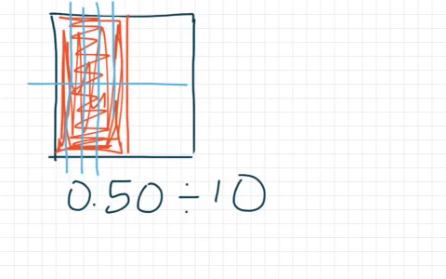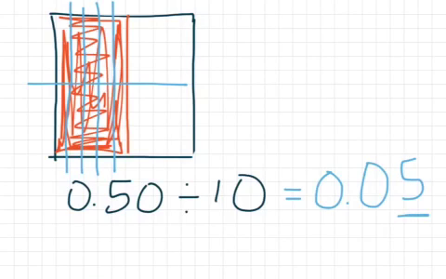So I've got 1, 2, 3, 4, 5 on top, 6, 7, 8, 9, 10. So 10 pieces, and each one of those pieces is made up of 5 units. So our answer, we're dealing in hundreds, so it's 0.05. So 5 hundredths is our answer.